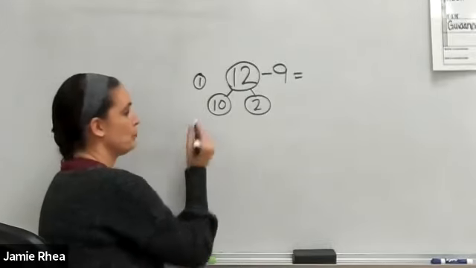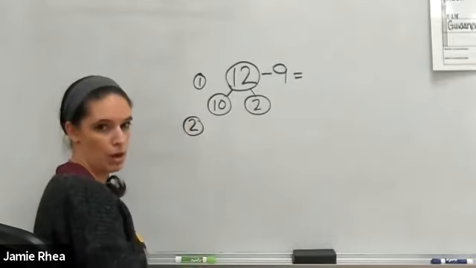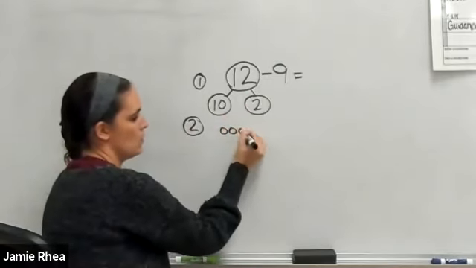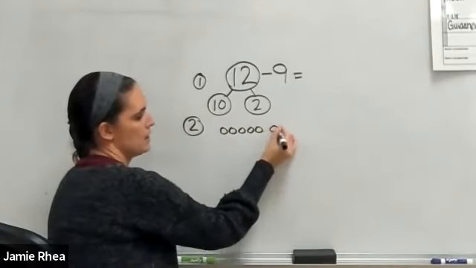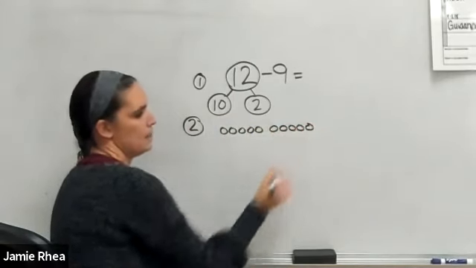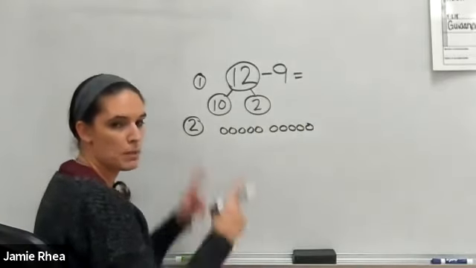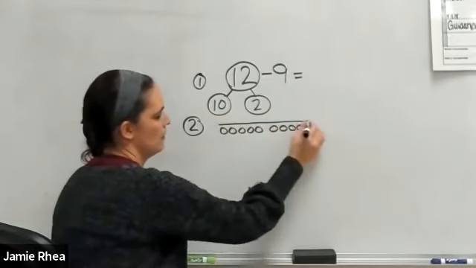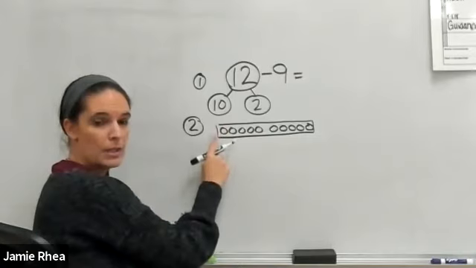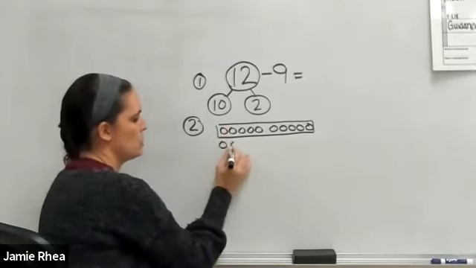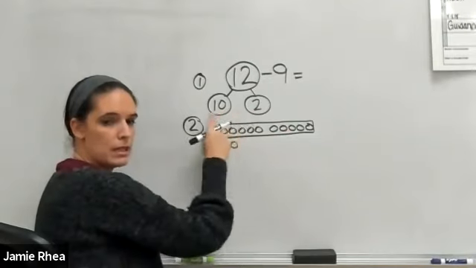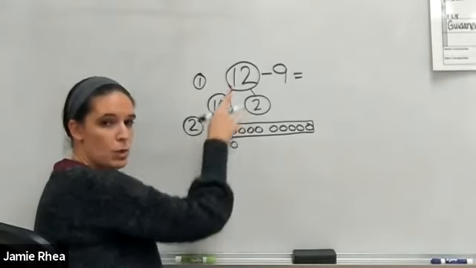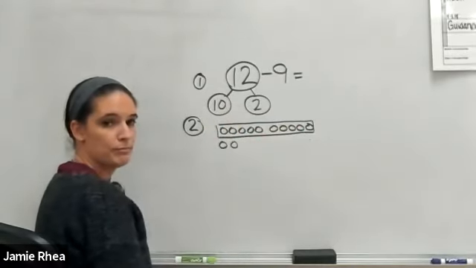Step 2. Draw it out. I'm going to draw out 10 and 2. 1, 2, 3, 4, 5, 6, 7, 8, 9, 10. I like that 10 so much, I'm going to take a picture of it and frame it. Now, I haven't drawn all of them because I have 10. Now I got to draw my 2. 1, 2. 10 and 2 make 12. That's where I'm getting my 10 and 2.